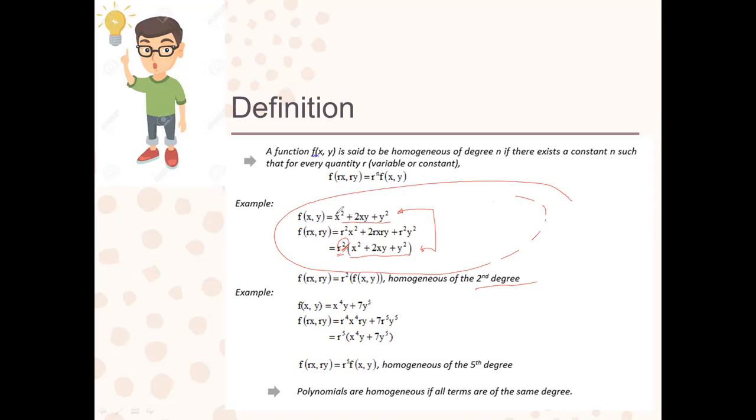So this one is 2. This one is 1 for the x and 1 for the y, so that would also be 2. And this one is 2. So even if you did not do this crude manner of testing for homogeneity, you can still say that your original function is homogeneous of degree 2 because the degrees of each of the terms are the same. So there's no need for you to do that.